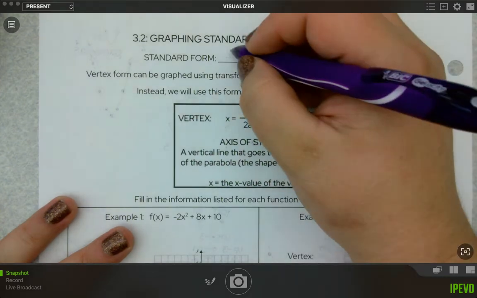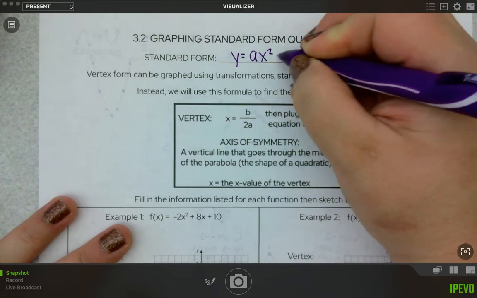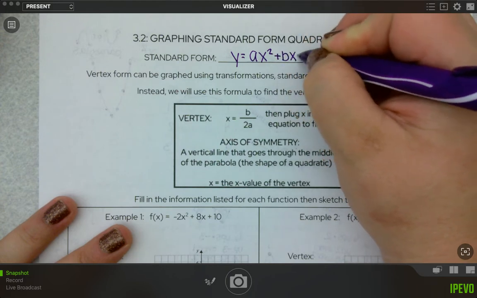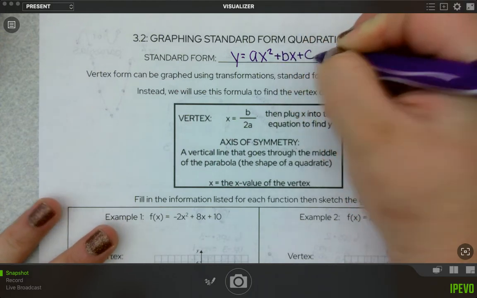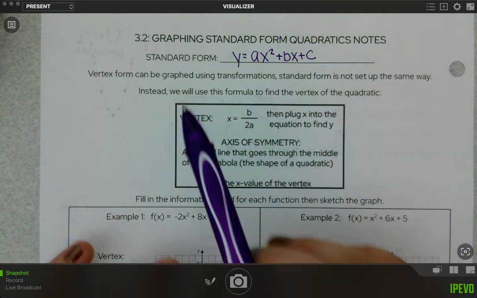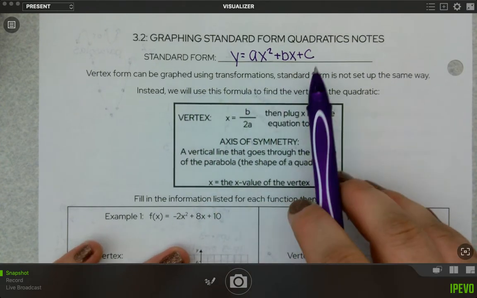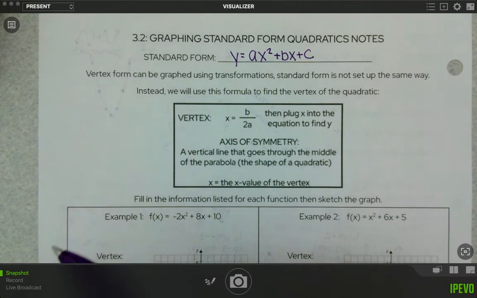First things first, standard form looks like this: y equals ax squared plus bx plus c. So you'll notice there's no parentheses here, which means that we can't use the transformations we did in the last section. Standard form is just not set up for transformations.